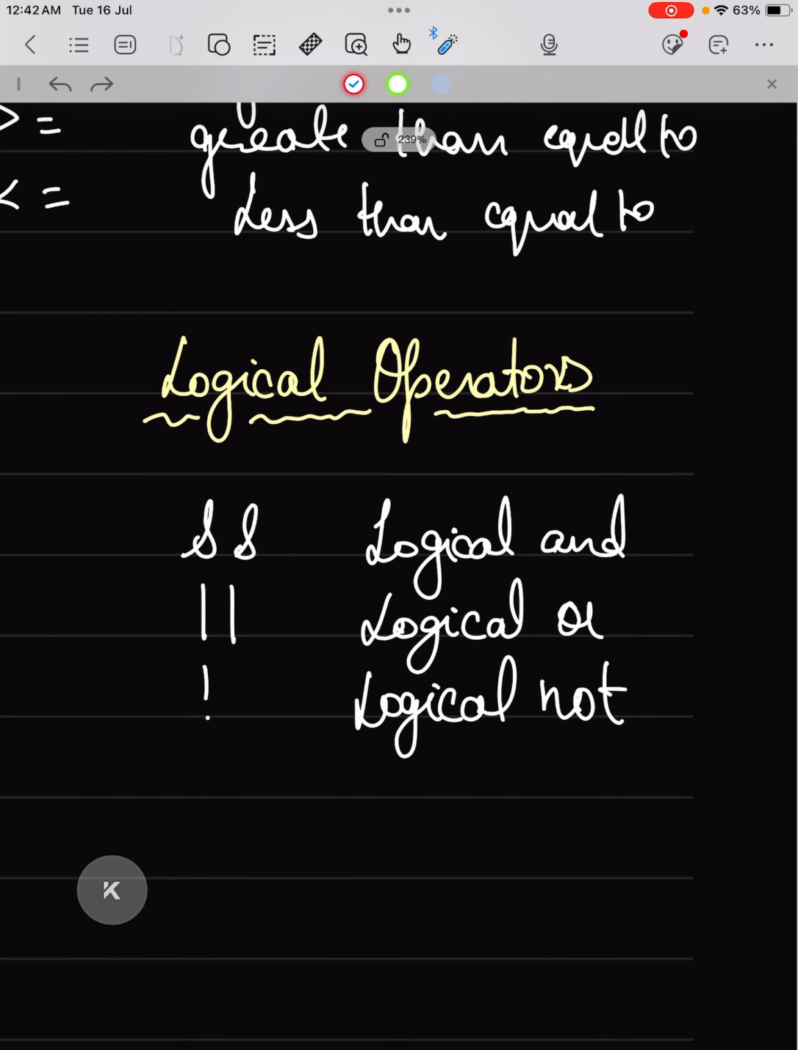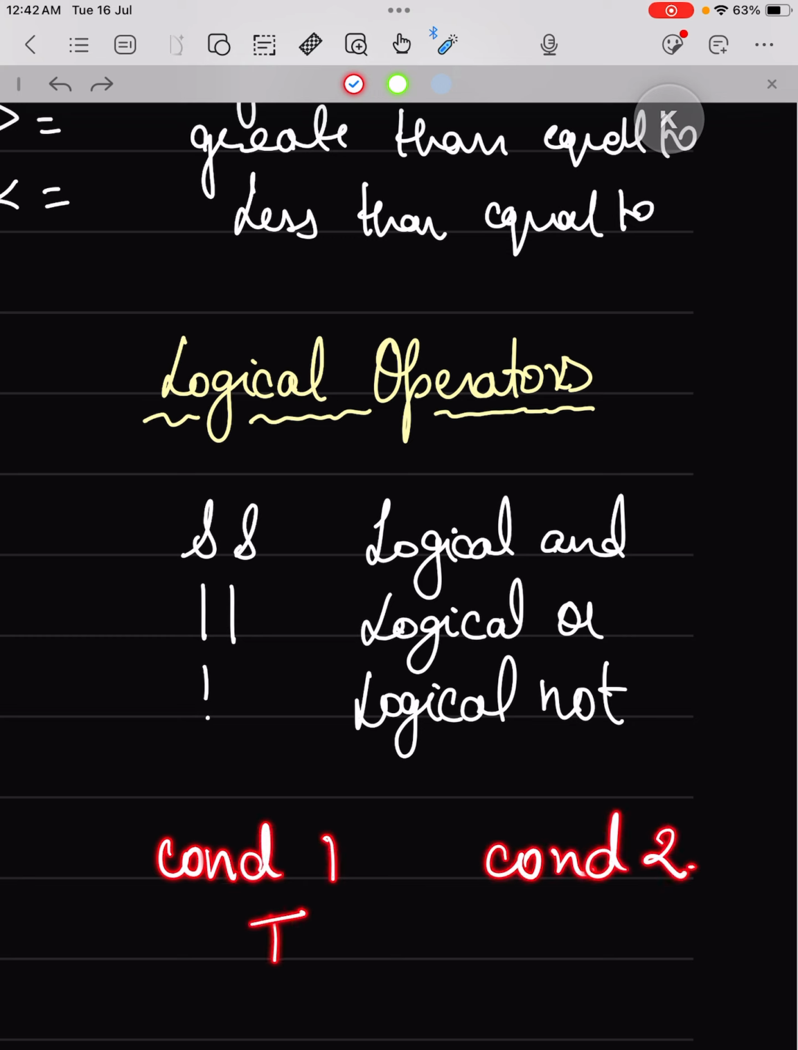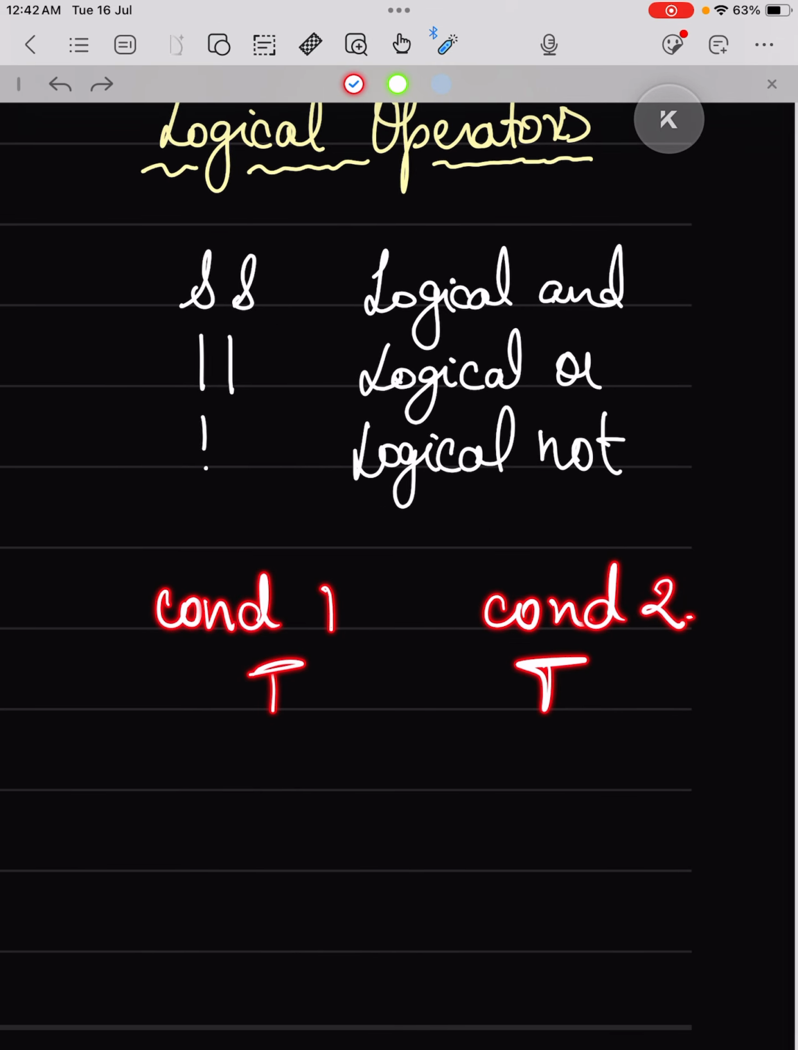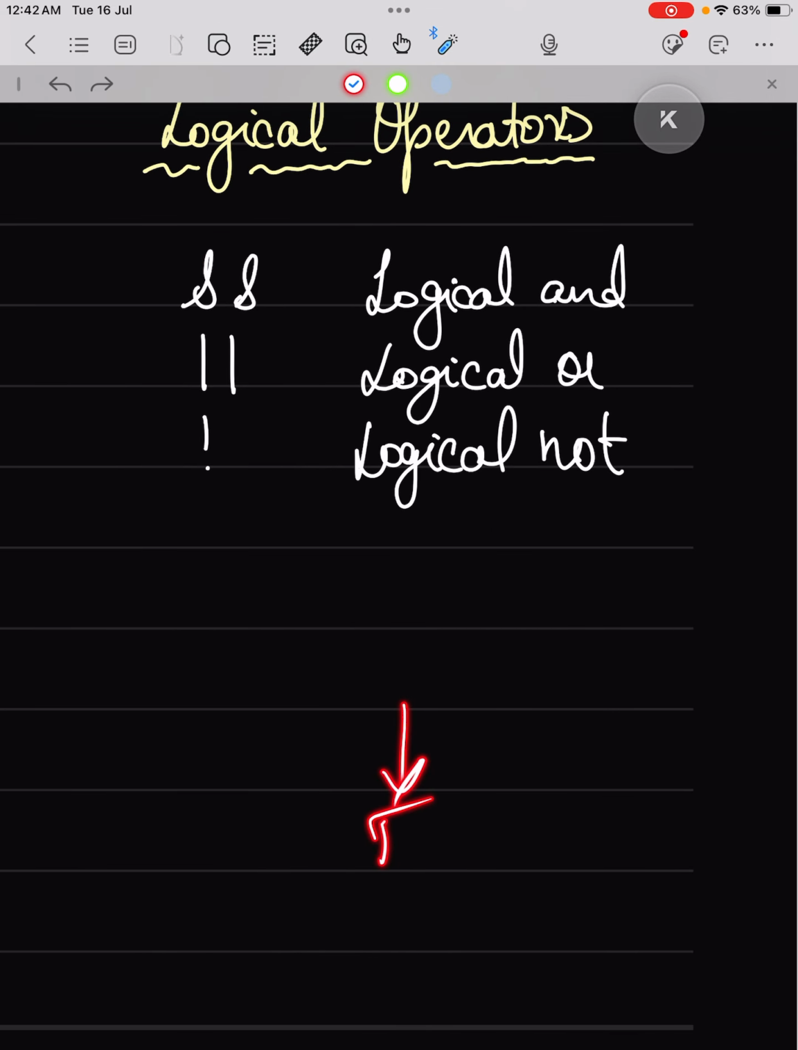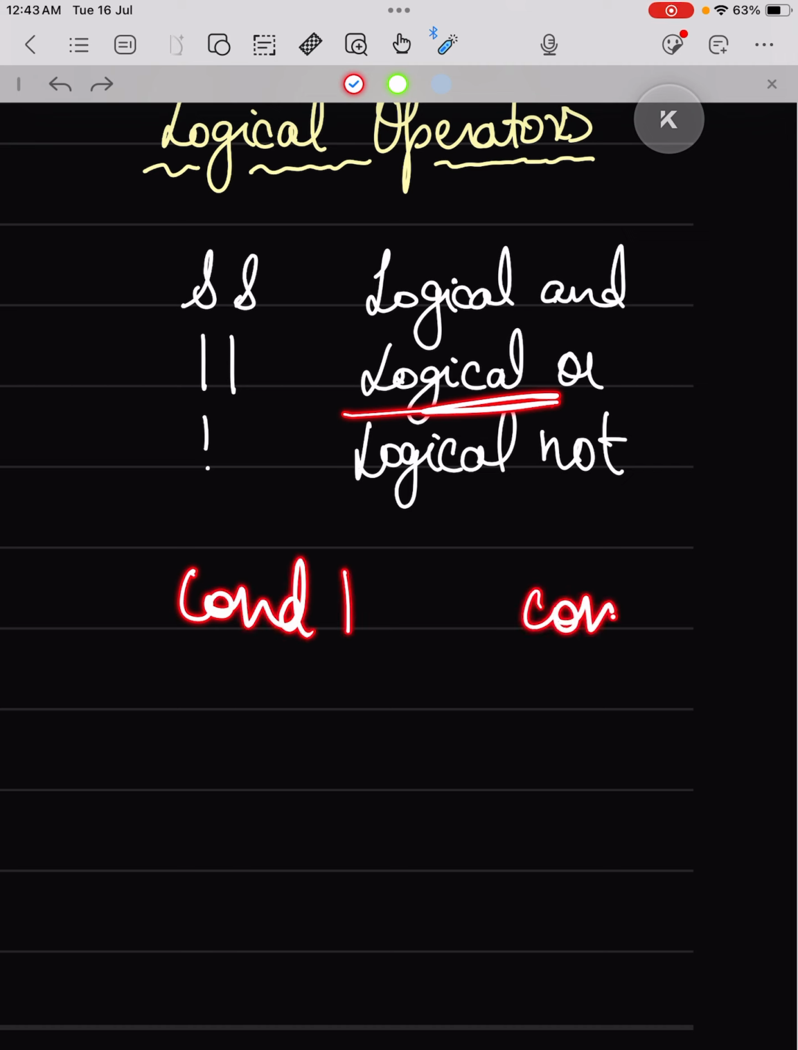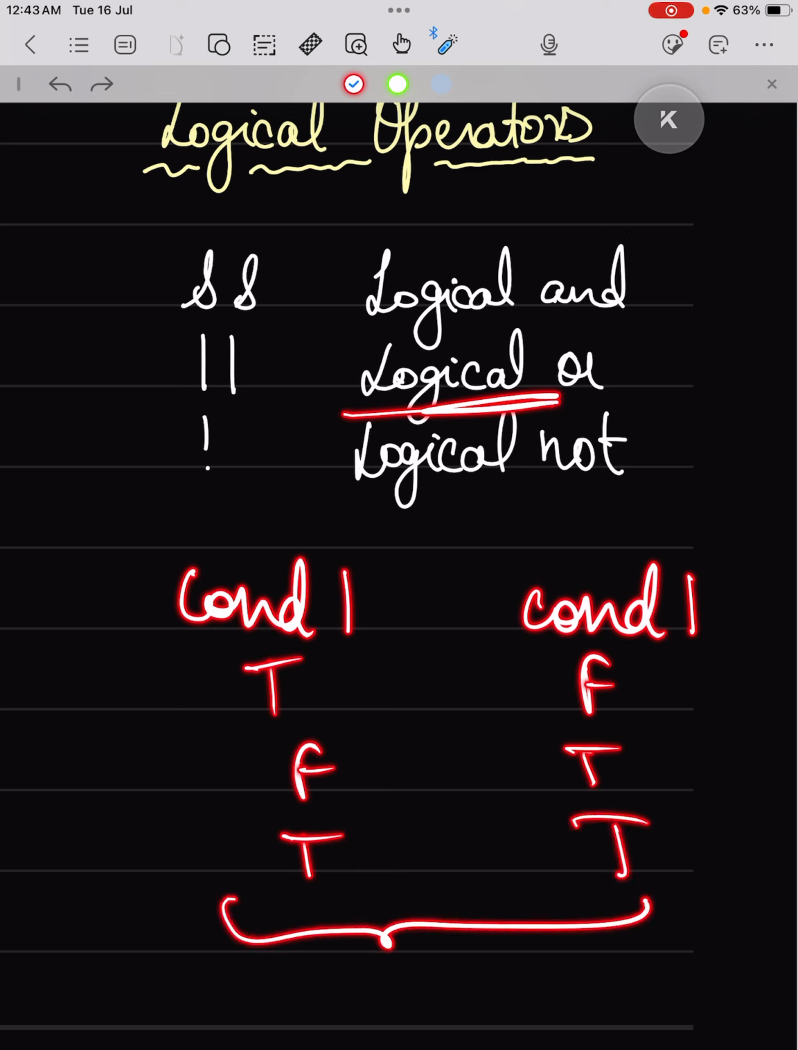Logical and is basically used for two conditions. For example, if I have condition 1 and condition 2, only if both the conditions are true will it return true. However, in logical or, again I have two conditions. If either one of these conditions is true, it will return true. So this is the difference between logical and and logical or.